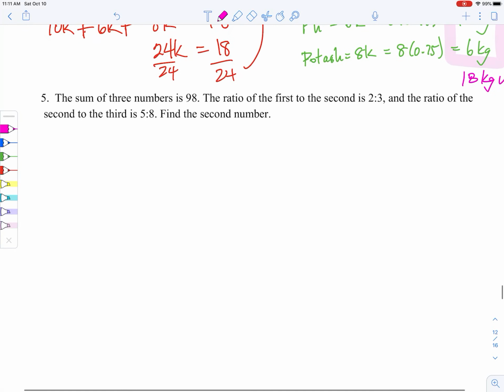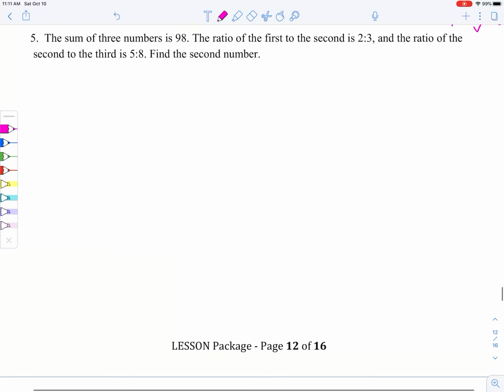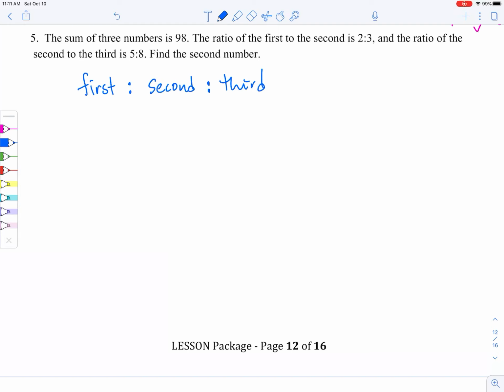Question 5. The sum of three numbers is 98. The ratio of the first to the second is 2 to 3, and then the ratio of the second to the third is 5 to 8. Okay, so that sounds pretty complicated. Maybe I'm going to write this out. So first to second to third. The first to the second is 2 to 3, we got that from here. But then they also say second to third is 5 to 8.